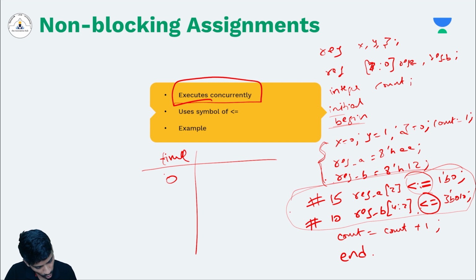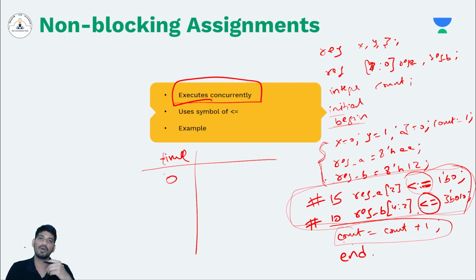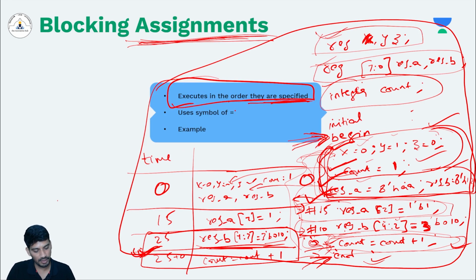Since they are non-blocking, it won't block the count statement. This is very, very important. Since these two are non-blocking, the purpose of a non-blocking statement is that it will schedule the statements for a particular time period, but it won't wait for that much time. In the case of a blocking statement, it goes sequentially and waits for the amount of time period that you have specified.